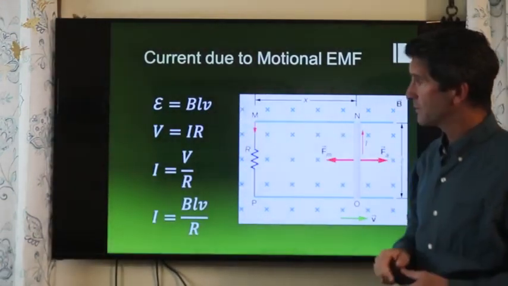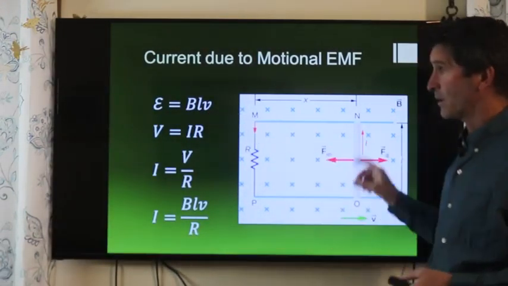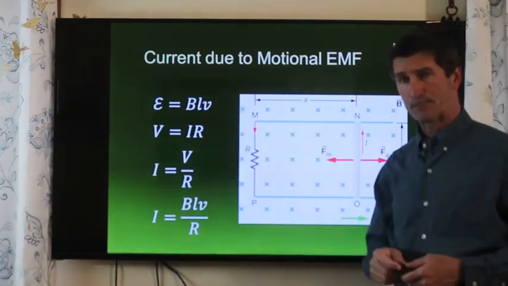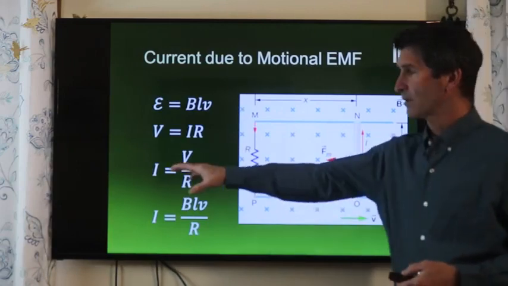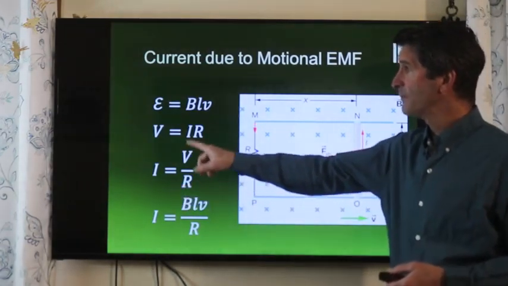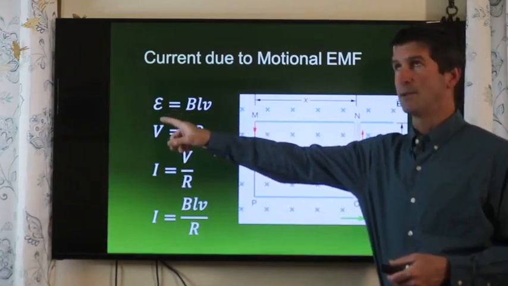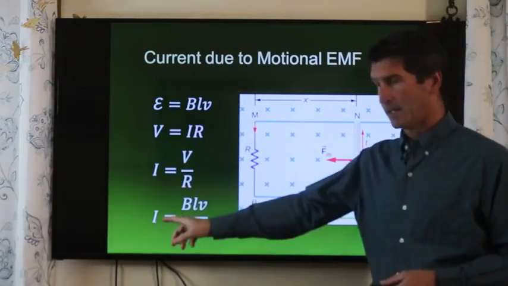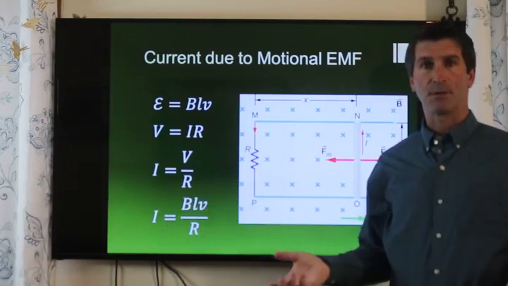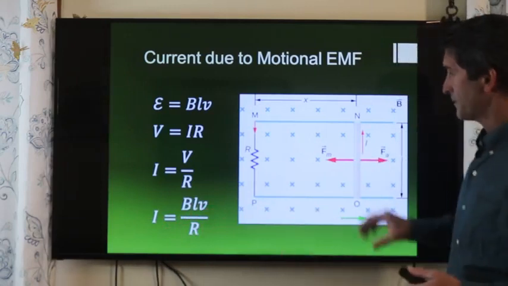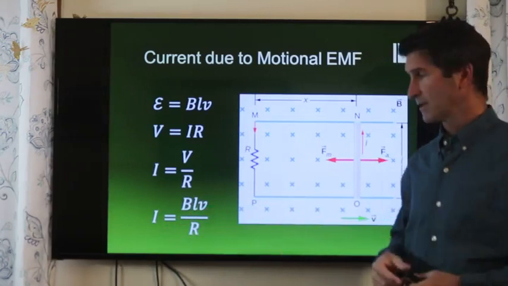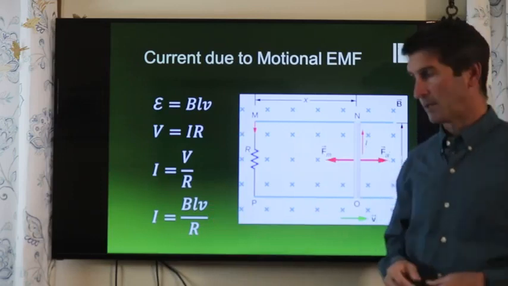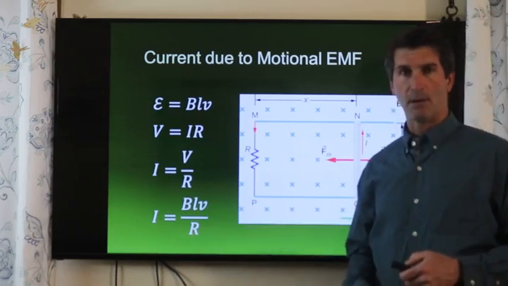Once again, EMF is equal to BL times v. The faster that this bar is moving, the more potential that I set up right here. By Ohm's law, V equals IR. We also know that the current, therefore, is equal to V divided by R. V is the electromotive force, so I can make that substitution right here. And I get that the current is equal to B, the strength of the magnetic field, times L, the length of this wire right here. So a bigger wire is going to give me more current. And v, the faster that I move this, the more current I'm going to get to flow. And then divided by R, the resistance.